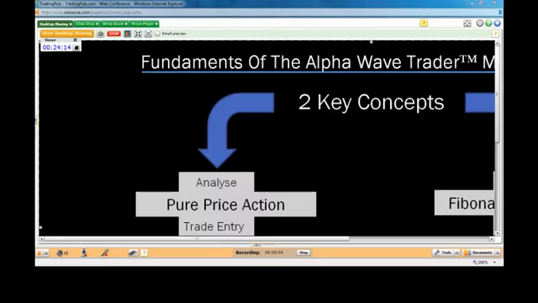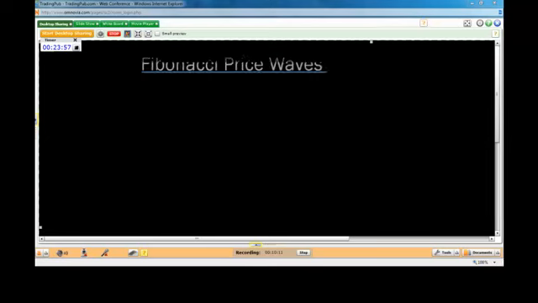So therefore, in our education course, we teach you two fundamental concepts: how to read pure price, how to apply it to any method whatsoever, and how to exit utilizing Fibonacci techniques. Once again, no software, no indicators, any markets in any time frame.